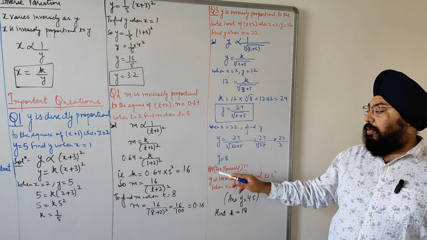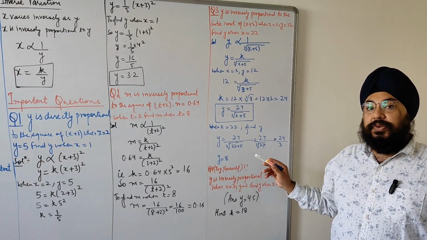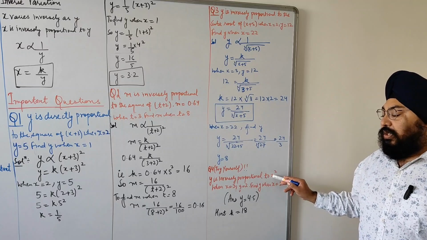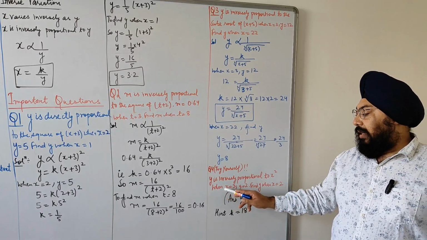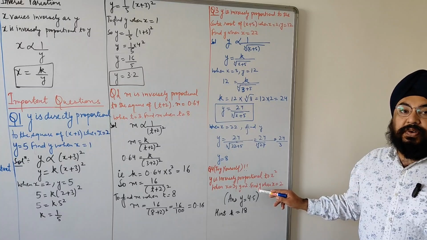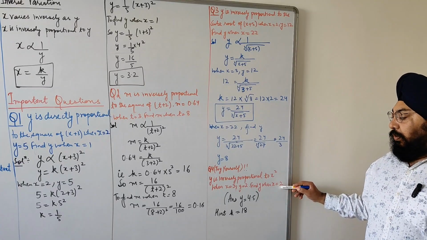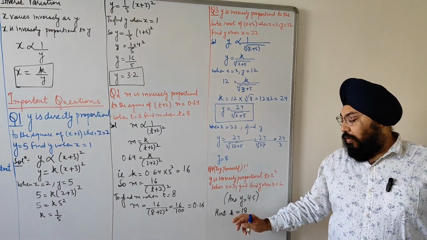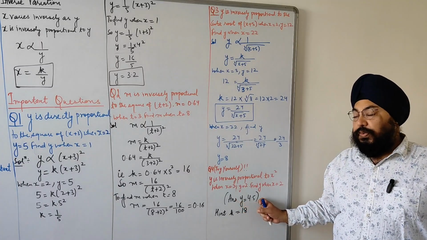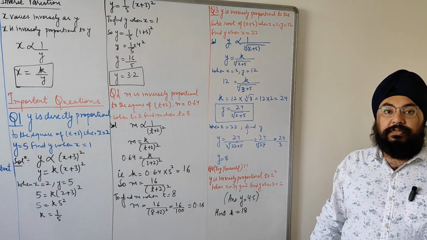Next question, question number 4 is try yourself question. Y is inversely proportional to x square. When x is equal to 3, y is equal to 2. Find the value of y when x is equal to 2. Hint, value of k will be 18 and final answer will be y is equal to 4.5.